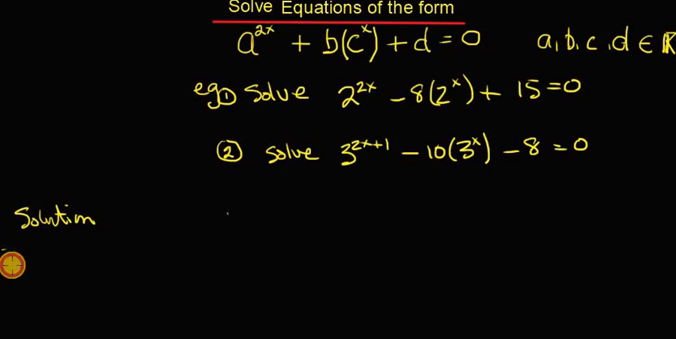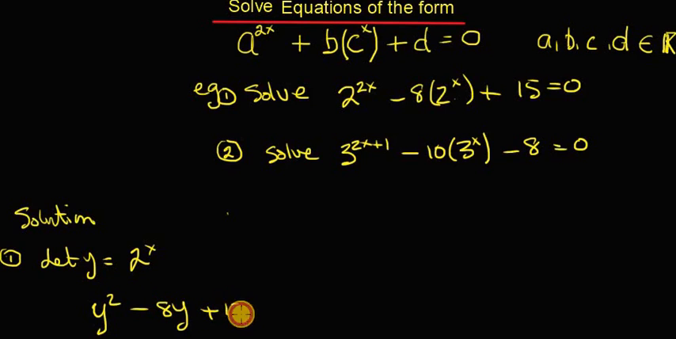Let's look at solution number 1. If we look at this middle term, 2 to the power of x, down here 3 to the power of x, but 2 to the power of x, we can say let y equal 2 to the power of x. Now, that means our equation is going to be y squared, I'll explain that in a minute, minus 8y plus 15 is equal to 0. Now we're into quadratic territory and you can solve for y. And then when you've got the value for y, you can let it equal 2 to the power of x, and you can solve for x.